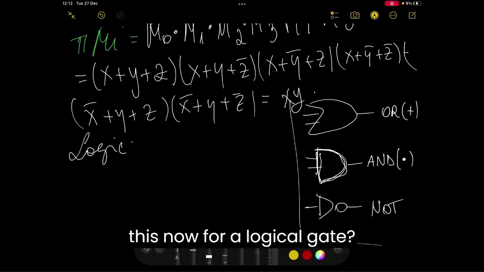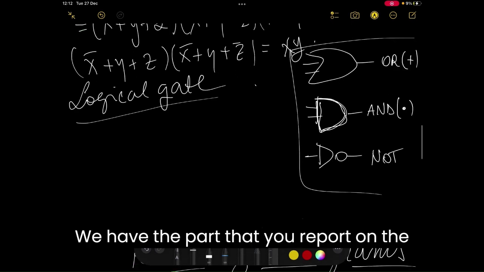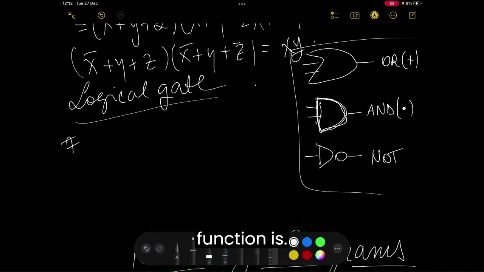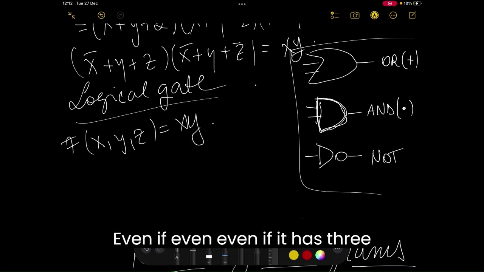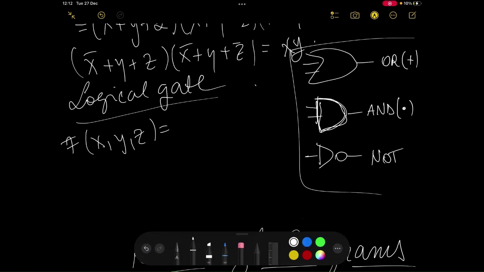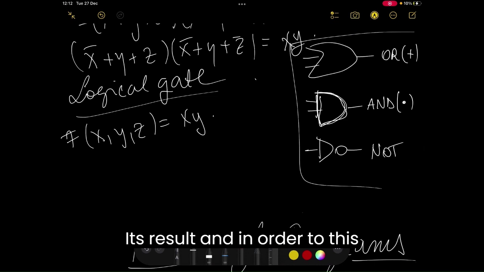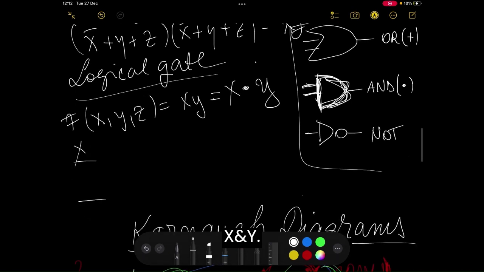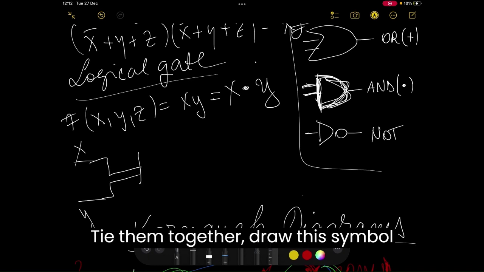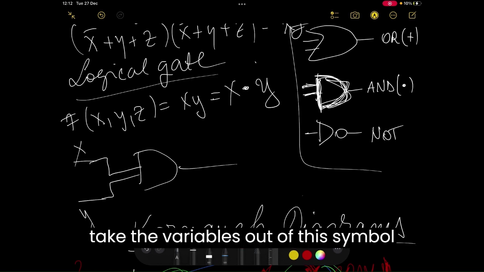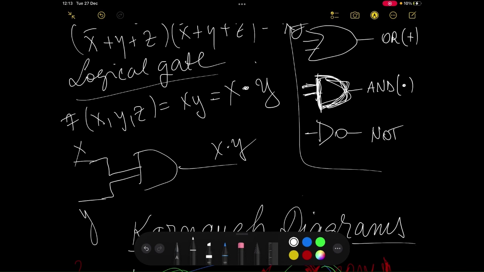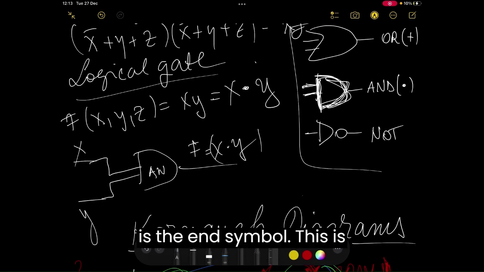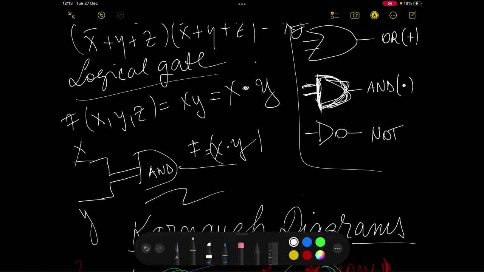Now for a logical gate, we have the theory part on the right side. So our function is, even if it has three variables, we only use two as a combination of its result. And in order to do this, we can write a function as x multiplied by y, and we will be using the AND symbol here, the multiplication one. So we make two lines that we denote by x and y. We tie them together, draw this symbol of multiplication, and we take the variables out of this symbol where the function exists. And this is the AND symbol. This is how we draw a logical gate.